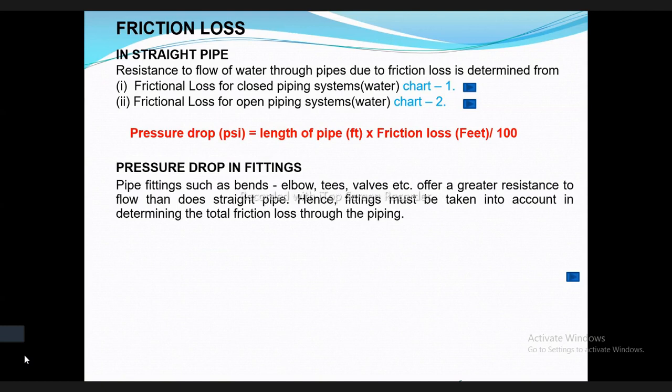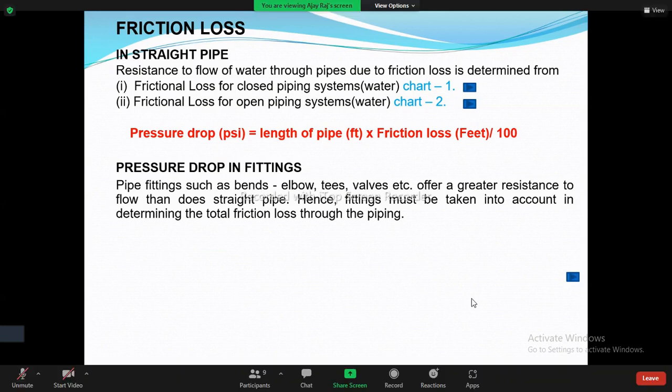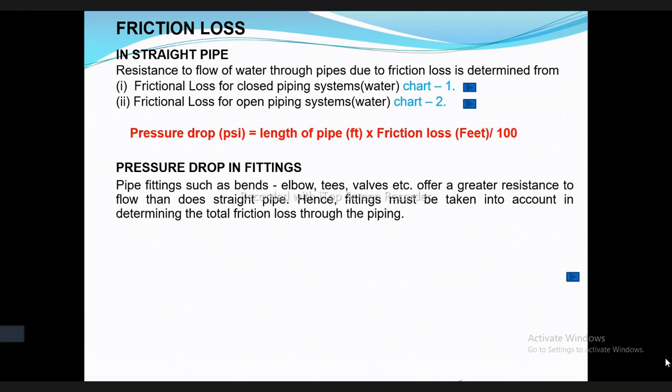And then for fittings, pressure drop in pipe fittings such as bends, elbows, tees, valves, etc., offer a greater resistance to flow than the straight pipe. Hence, fittings must be taken into account in determining the total friction. So the pressure drop across your valves will be more. So you have to find out from the manufacturer what the pressure drop across each valve is. Let it be an isolation valve, a balancing valve, a control valve, a 90-degree bend, or a 45-degree bend.